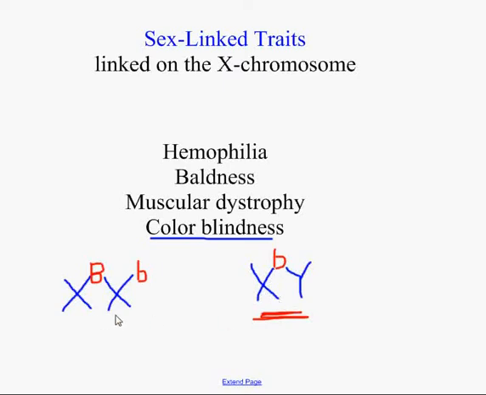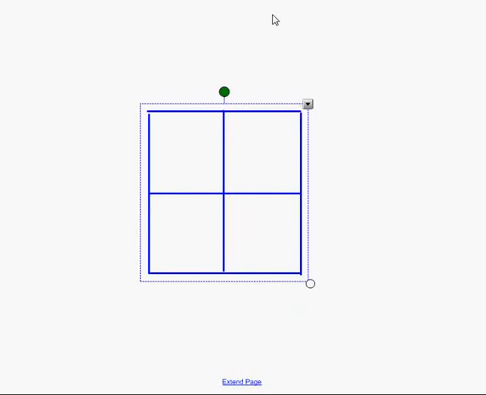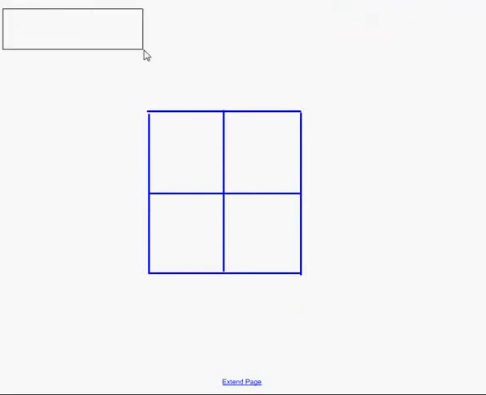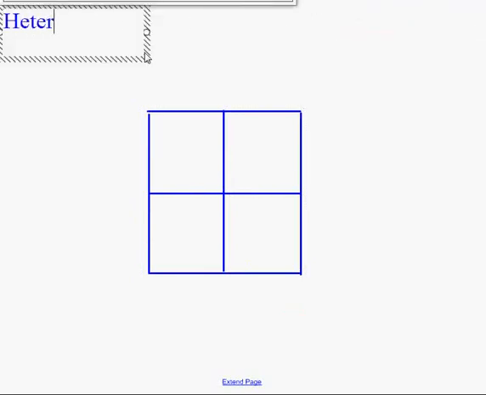Let's go ahead and look at it for a moment. Now, a woman has... let's go ahead and draw some chromosomes up here so you know what I mean. Actually, I think I'll use a pen. So here's a woman. Let's look at color blindness for a second. A woman has XX, and a man is going to be X and Y.